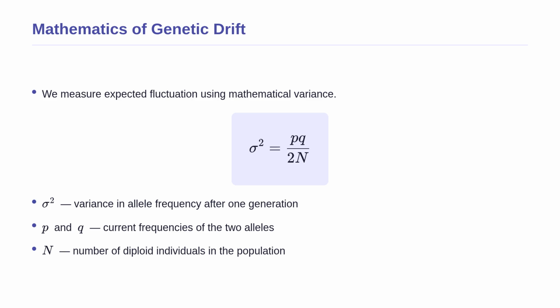To understand how fast genetic drift happens, we need to measure how much the allele frequency is likely to change in a single generation. We use the mathematical concept of variance to represent this expected fluctuation, or wobble. The formula for the variance of allele frequency is derived from the binomial distribution. In this formula, sigma squared represents the variance after one generation. The variables p and q represent the current frequencies of the two alleles in the population. Finally, n represents the number of diploid individuals, meaning 2n is the total number of gene copies available. Notice that if the population size n is very large, the variance becomes very small and the frequency barely changes.